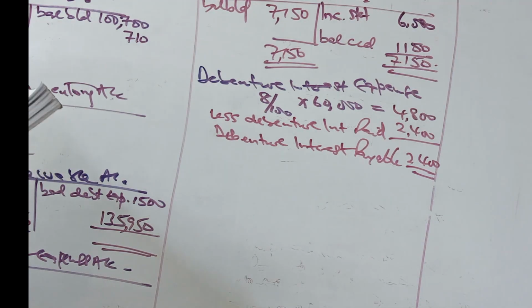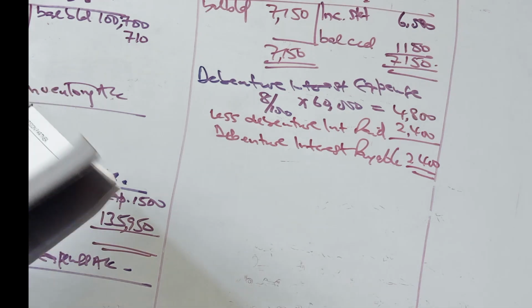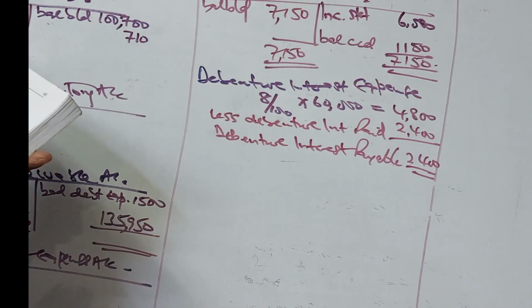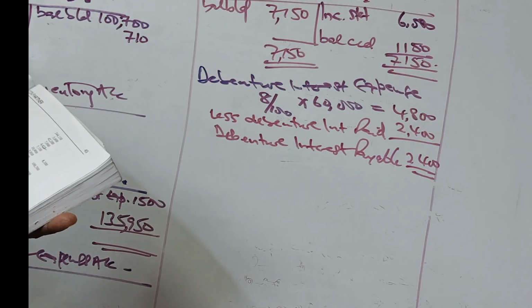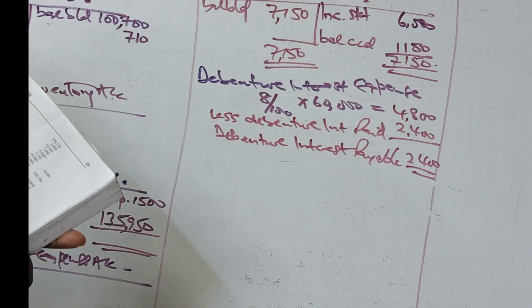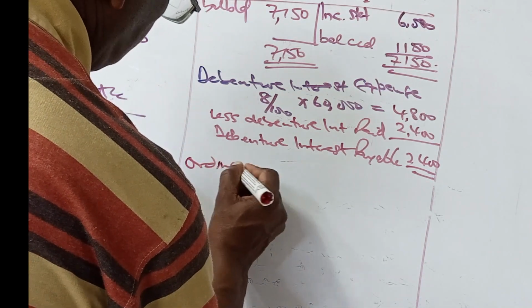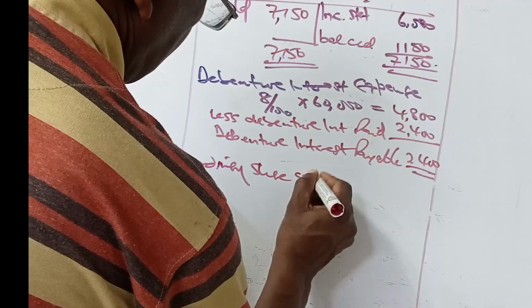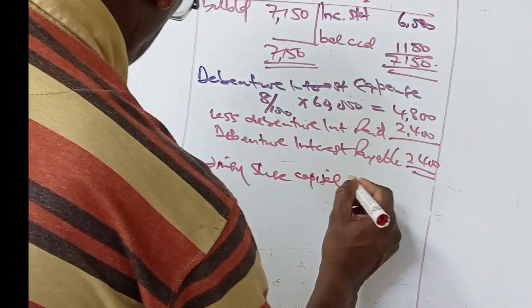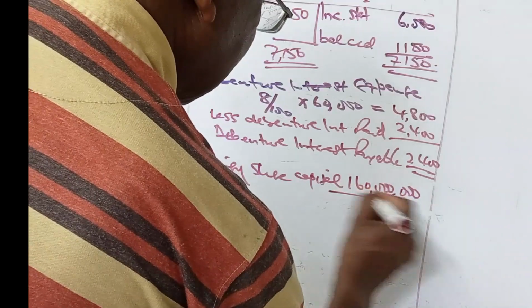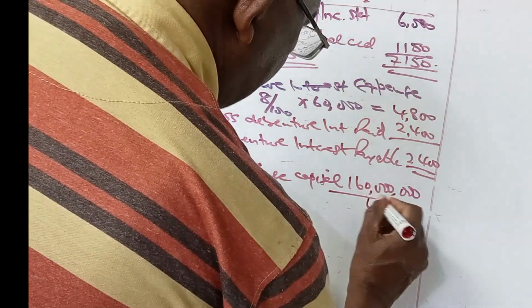Directors propose a final dividend of 2.5 shillings per share. So we need to know the number of ordinary shares, by dividing the ordinary share capital by the par value. We know ordinary share capital from the trial balance is 160 million. So we want to know how many shares we have in this company. You divide by the par value of 40.